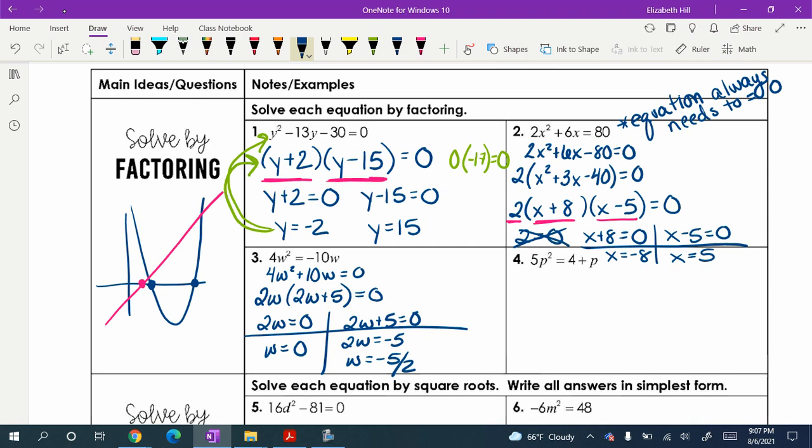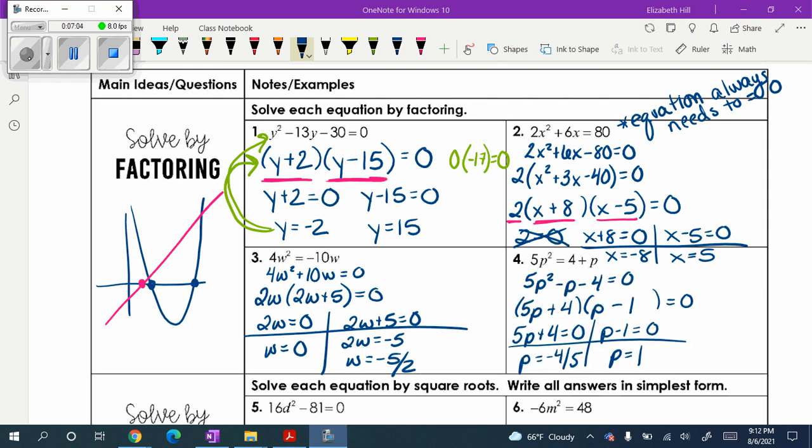All right, so see if you can pause the video and do number 4 on your own. All right, so you should have gotten negative 4/5 and positive 1. So there's your factoring part of it.